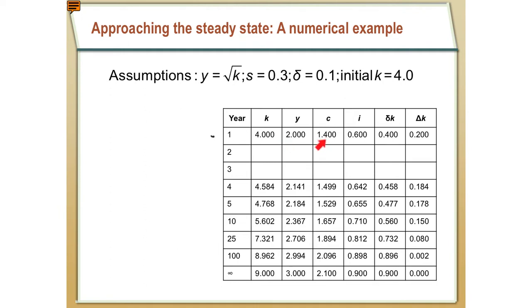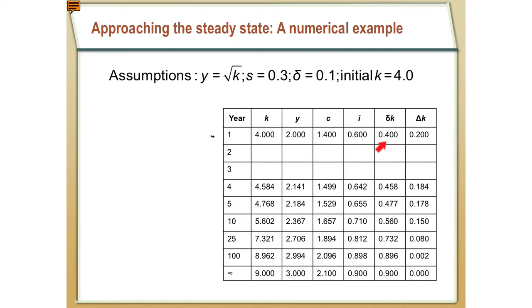C, where does C come from? Well, the savings rate is 0.3, so we're saving 30% of our income. That means we're consuming 70%, 1 minus 0.3. So 70% of Y is consumption, which is going to be equal to 1.4. 30% of our output, 30% of 2, is 0.6. So our investment is whatever's left over after we consume.